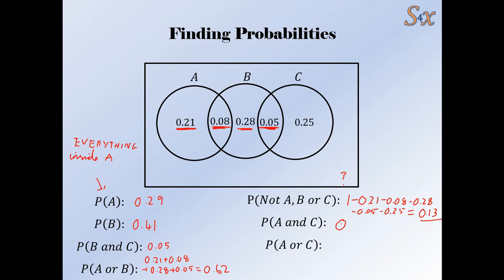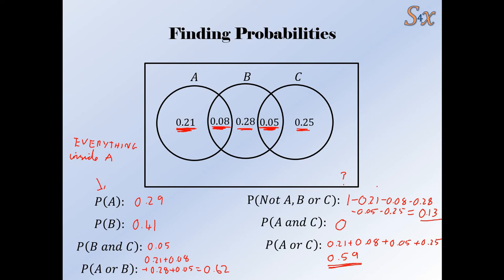What about A or C? This is anyone that's in A or C. These people are in A or C. This is still in A. This is in C. And this is in C. Okay, so we've got 0.21, 0.08. Those are the people in A. We also add the people in C, which are those people. And that gives us 0.3151, 0.59. Okay. And that is all the probabilities I've asked for this one.